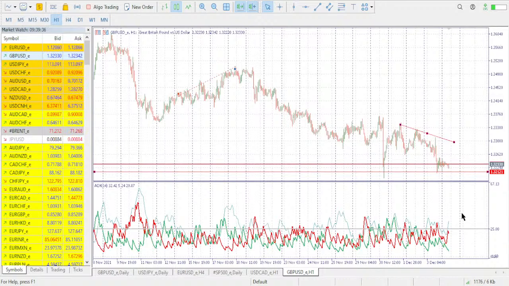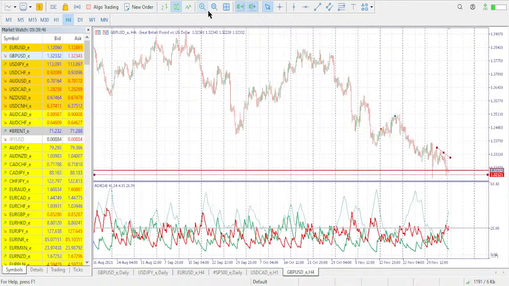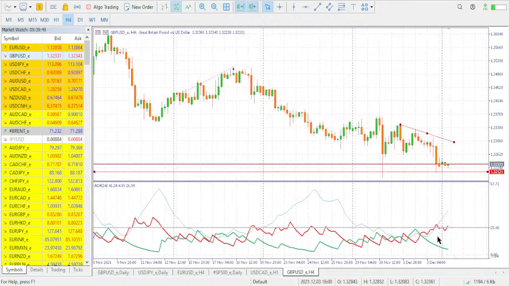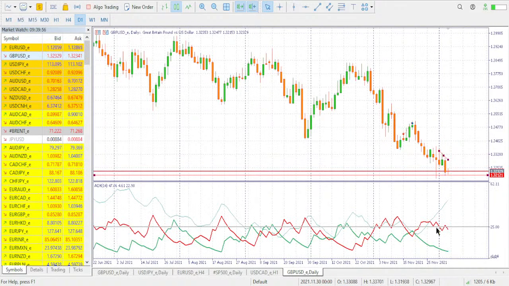So every time frame on this chart is actually showing us a sell. The 1 hour chart, you can see that the red line is above the green one, which is a downtrend. If you check the 4 hour chart, the red line is above the green one, which means we are in an active downtrend. And then if you check the daily chart, the red line is above the green one, and the thin line is above 25, which means the price is in a downtrend.